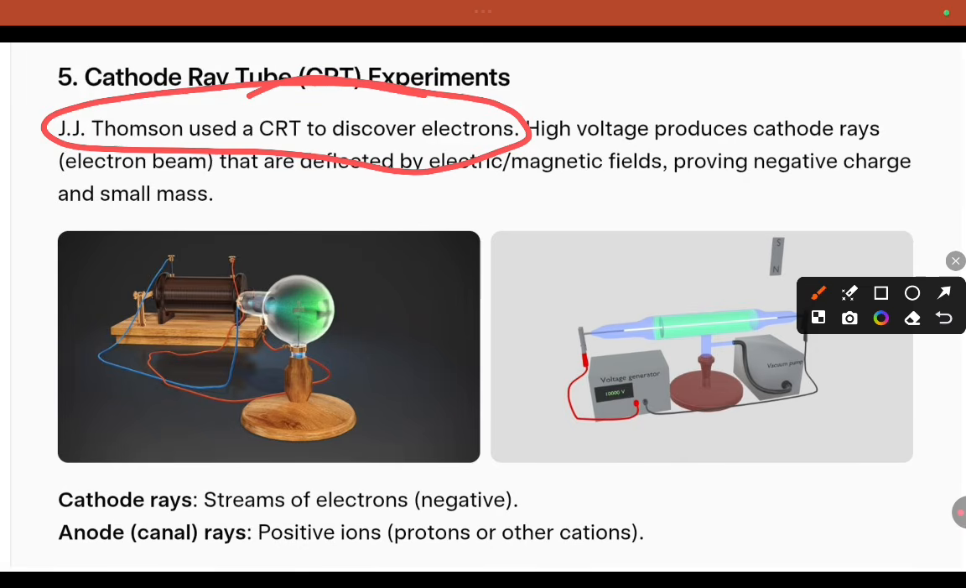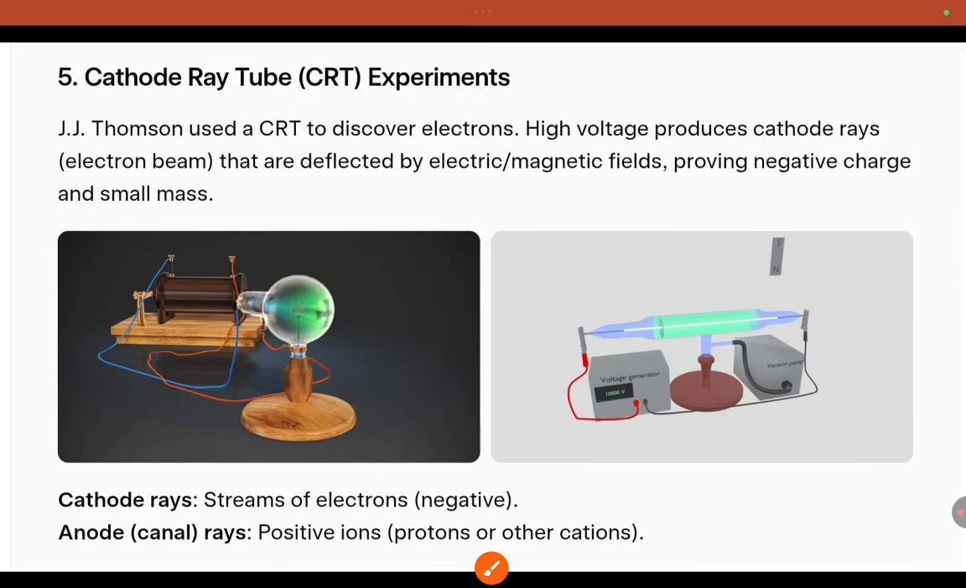ray tube experiment. High voltage produces cathode rays, that is nothing but an electron beam, and they are deflected by electric and magnetic fields. These cathode rays are deflected by electric field and magnetic field, proving that they have negative charge and small mass, and that is defined as cathode ray. Cathode ray was again named electron because of its deflecting character. Okay, clear? Cathode rays are streams of electrons, which are nothing but negative charges.